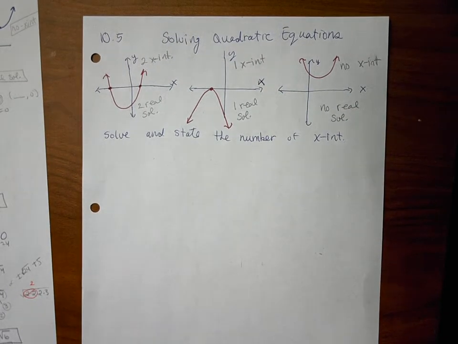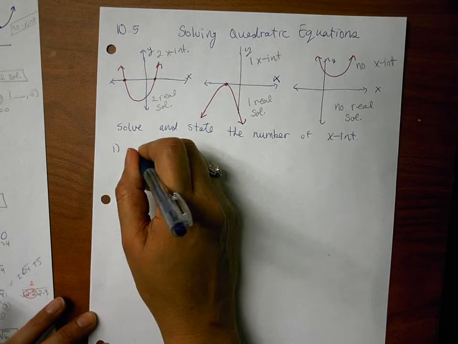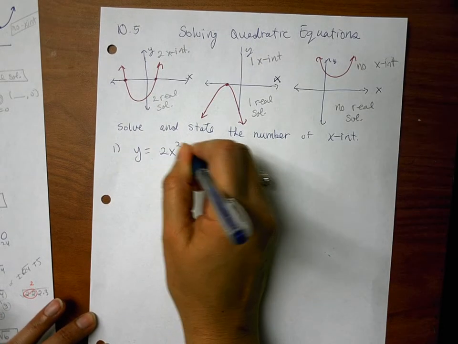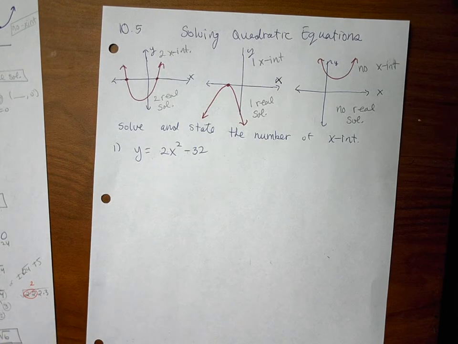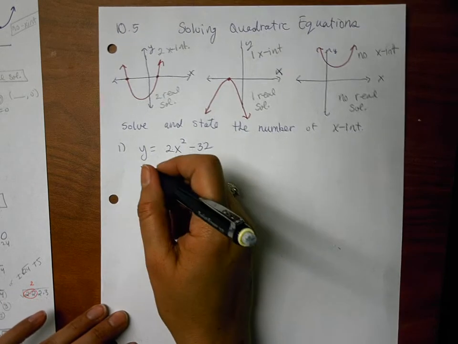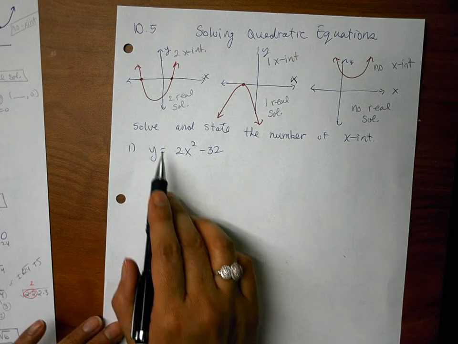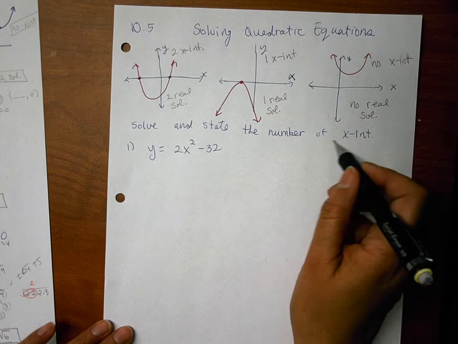Okay. Solve and state the number of x-intercepts. Number 1, y equals 2x squared minus 32. Okay, so you want to isolate the x squared just like we would isolate an x. So you're going to add the 32 to the other side. Actually, before I go any further, solve and state the number of x-intercepts.